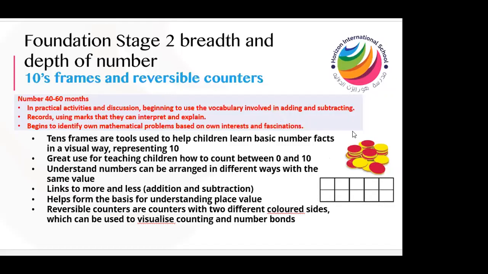So we can also use it to introduce place value. So teaching the children that this is 10 and then one more would be 11, or you can have 10 here, 5 more would be 15. And we also use reversible counters when we're using tens frames. So what they are is just this image here of the counters. One side is red and the other side is yellow, and we can use them in the tens frame. So we could put 3 yellow counters and 7 red counters, and that will show that 3 plus 7 equals 10, and that will help us with our number bonds to 10 and skills like that.